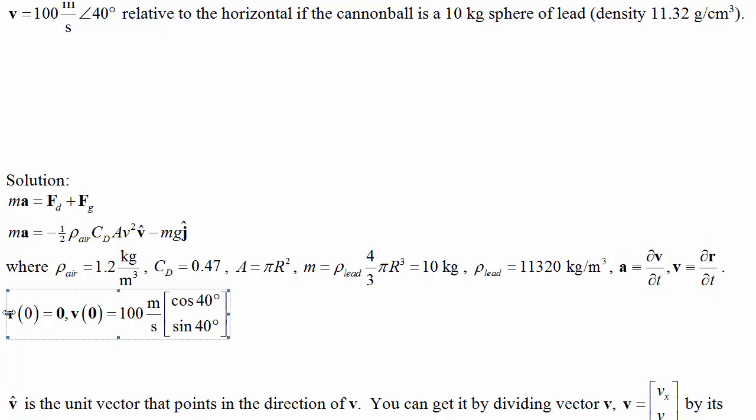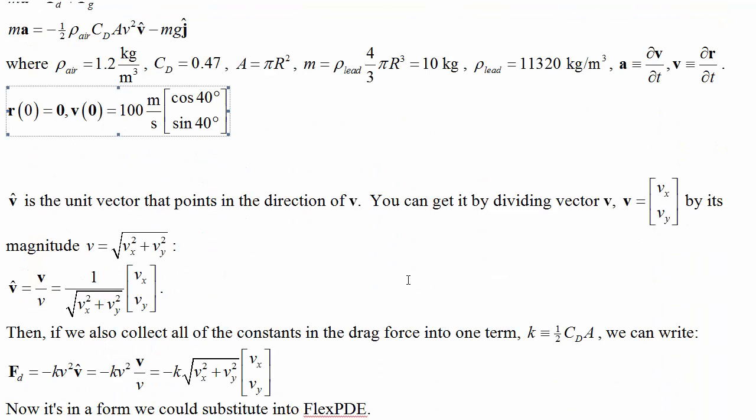The initial conditions are, it's at an initial spot, let's define that at 0, and the initial velocity was given in the problem. A little bit more information on the unit vector in the direction of velocity. V hat is this velocity unit vector. You can get it by dividing the velocity vector v by its magnitude.